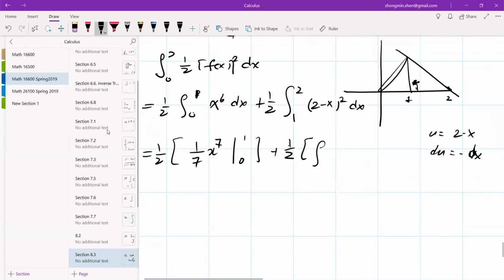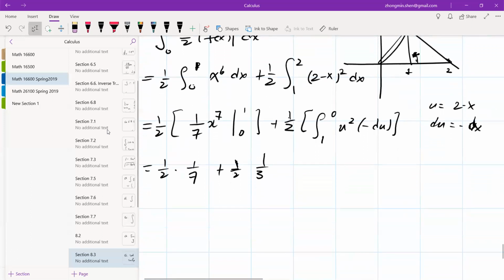Then when x equals 1, I get 1. When x equals 2, I get 0. That's u squared times negative du. So this will be just 1/7. And here I can get a nice integral, just 1/3, because 1/3 of u cubed, take the difference at the endpoints.